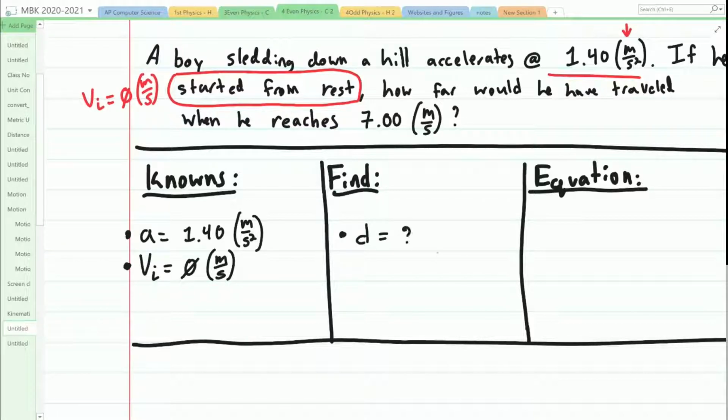So we don't know what that's going to be, but I do know that it has to be in units of meters. And then how far would he have traveled when he reaches 7.00 meters per second? So that's going to be our final velocity. 7.00 meters per second. Cool.